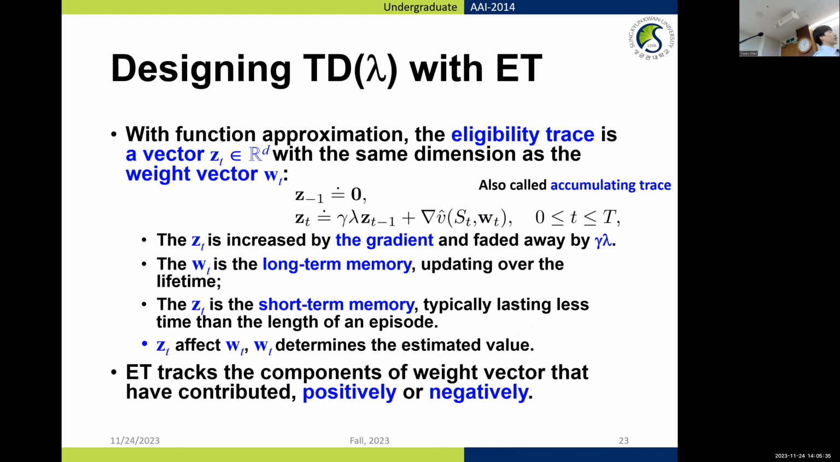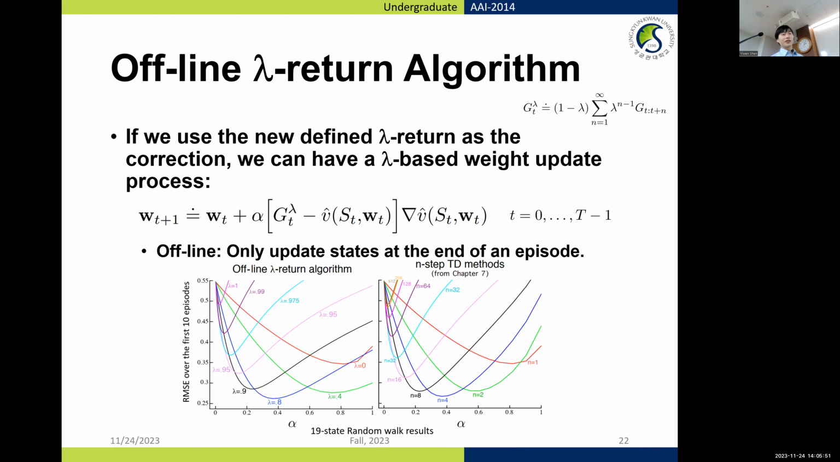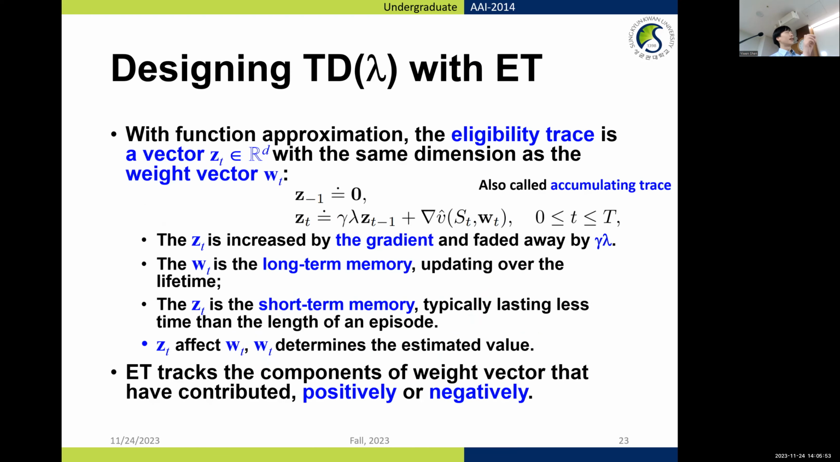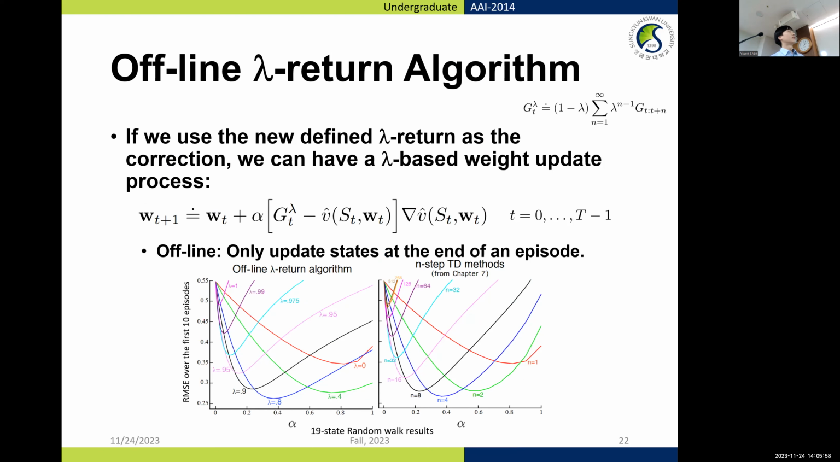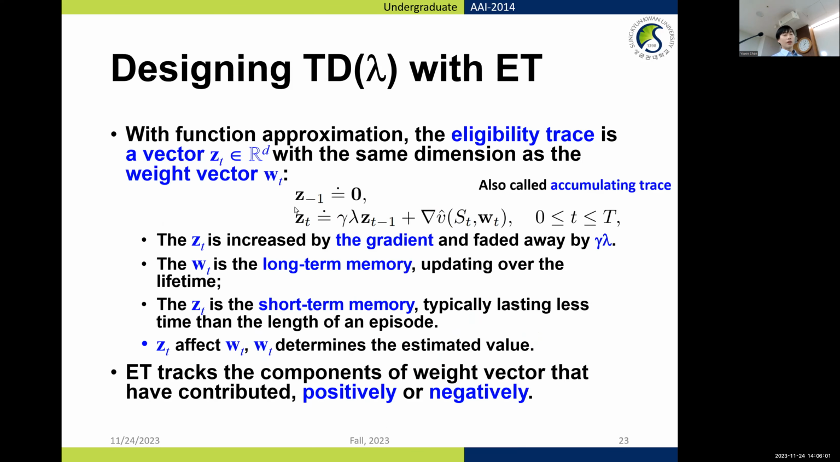For now, we move to another aspect of the eligibility trace, which is the vector ZT. Now we can use the eligibility trace and ZT to design the TD lambda, a new design of this algorithm. Previously, this is offline. Now we are moving to the TD lambda. It's a different version of this offline lambda return algorithm. So now we introduce this eligibility trace vector. We use ZT to represent it, with the same dimension as the weight vector WT.